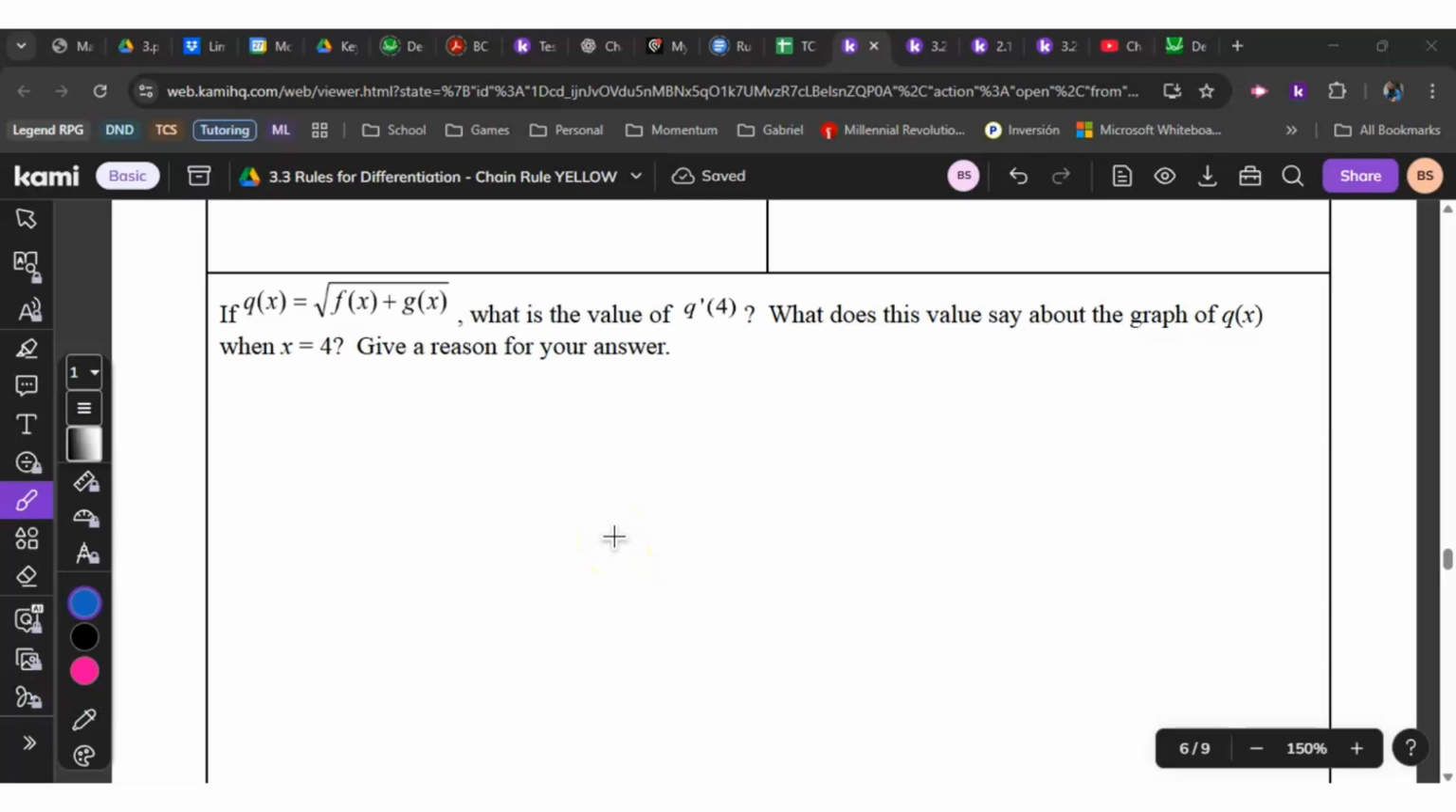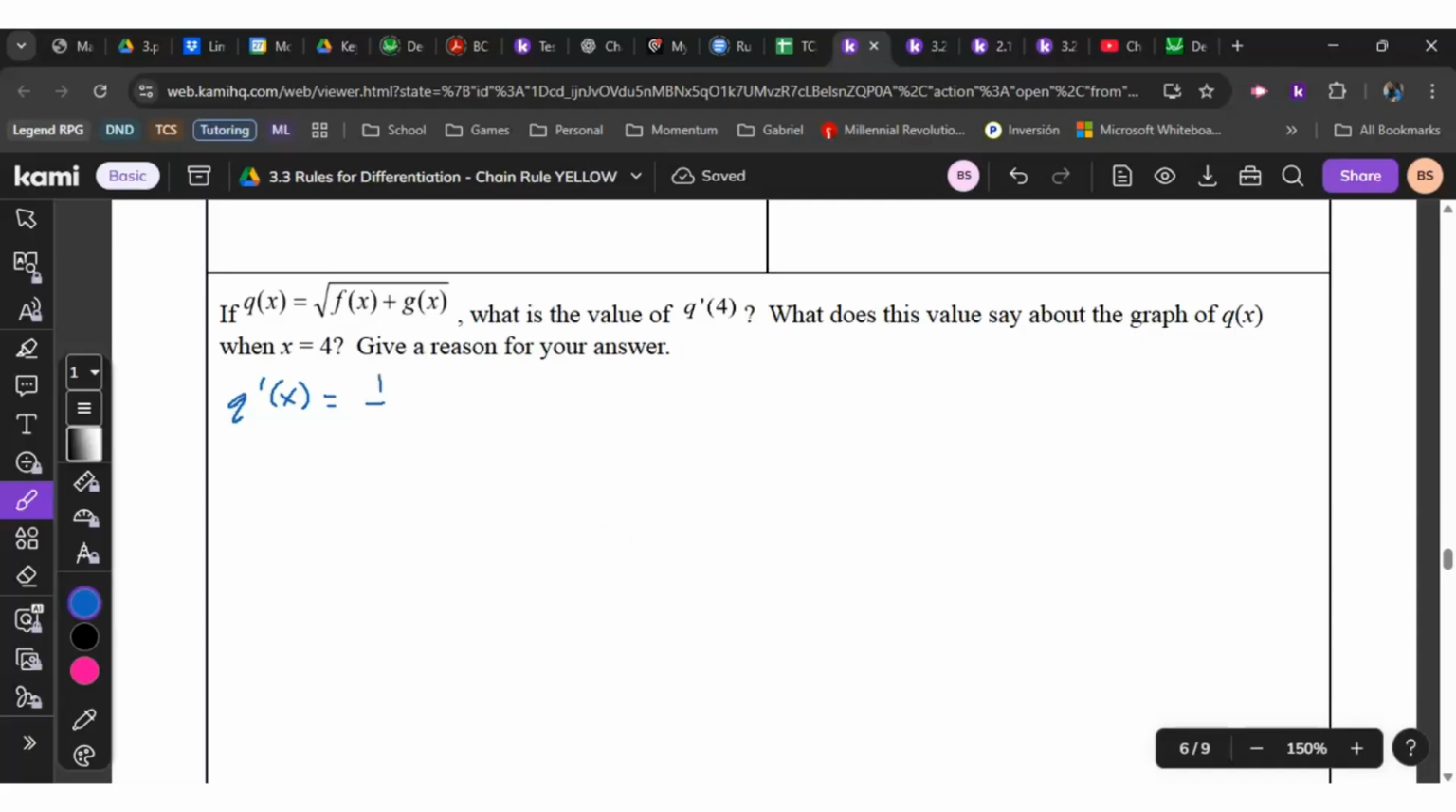All right, so q of x is going to be this monstrosity. So it is a chain rule, right, if we look at it. And we need to find q prime of 4. And what does that tell us about q of x at 4? So increasing, decreasing, max, min, etc. It's a chain. Yeah, exactly.